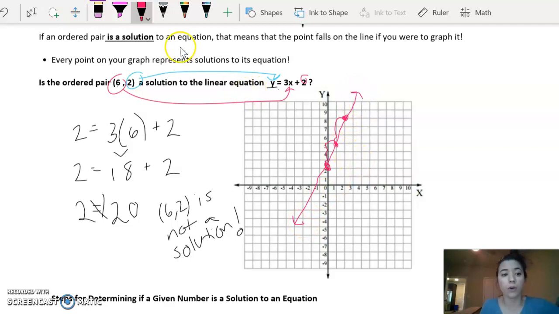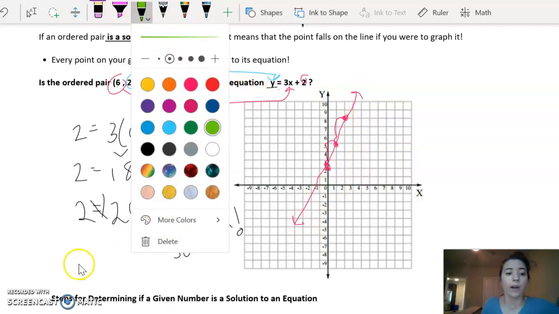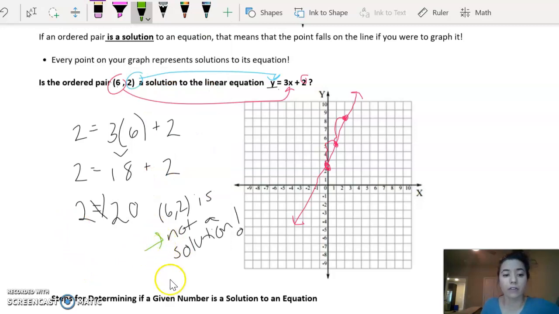Okay, now if we look, we already did the math and said that this is not a solution. If we graph it, (6, 2) gives us a point right here. And clearly, that is way far away from my line. So here's a visual representation of why (6, 2) is not a solution. (6, 2) does not represent a point on this graph. So therefore, if we plug it into our equation, we get something that is not true, because that's not a solution.